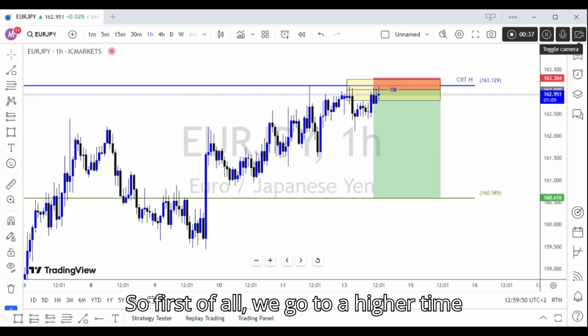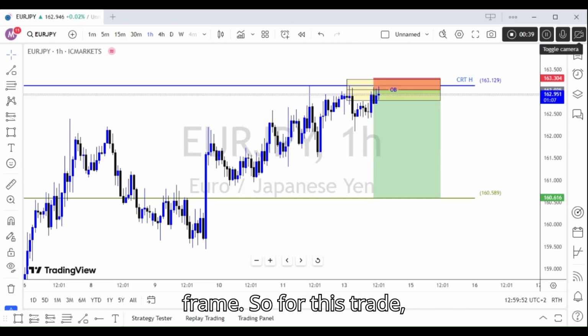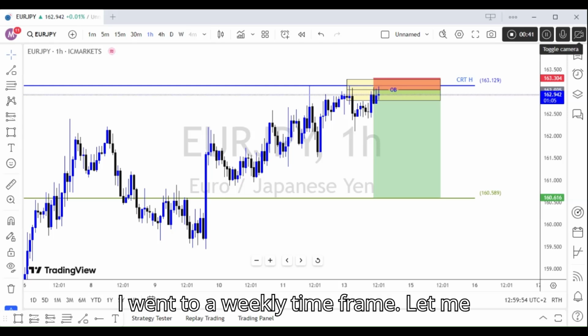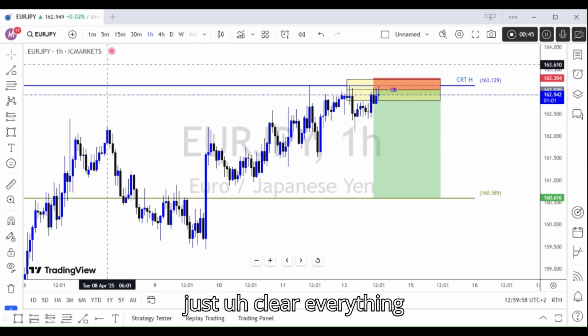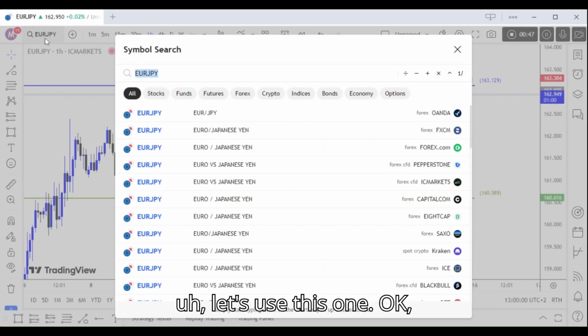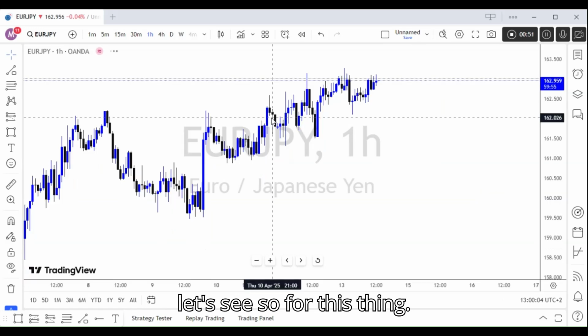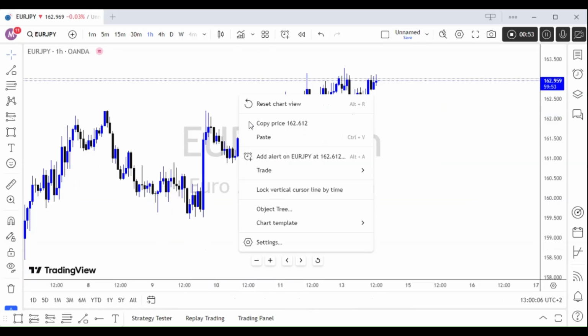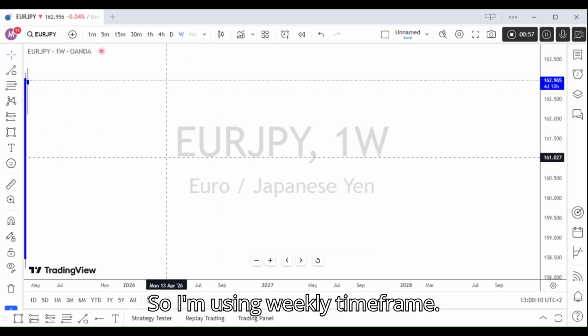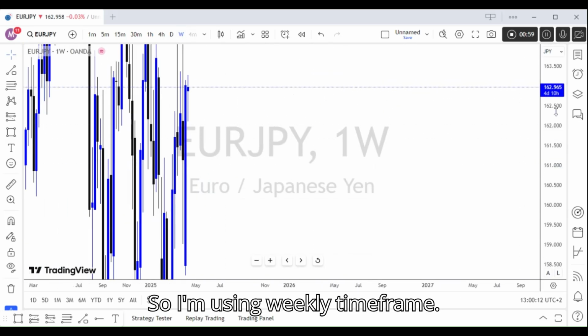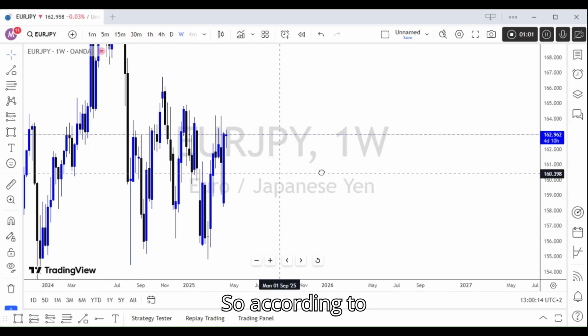First of all, we go to a higher time frame. For this trade, I went to the weekly time frame. Let me just clear everything. Let's use this one. Okay, let's see. So I'm using the weekly time frame.